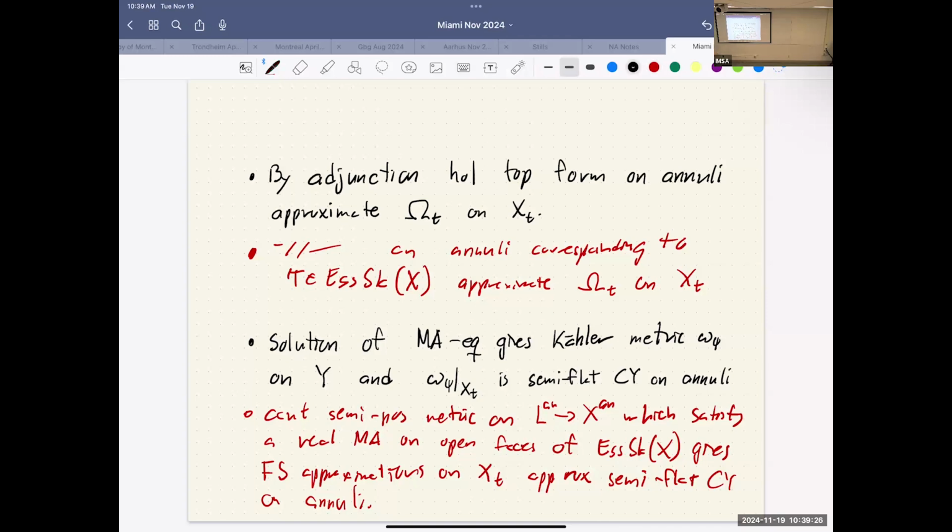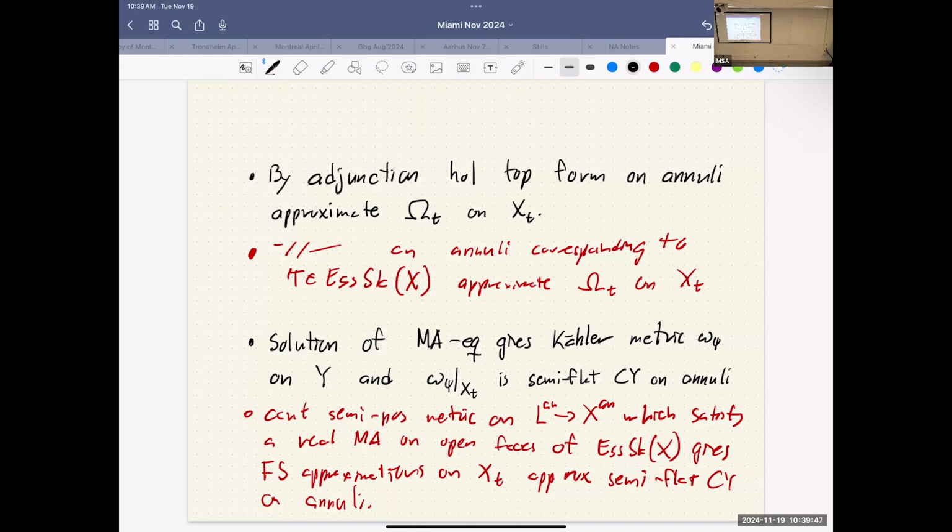So somewhere implicit is probably that you need to go over to a high power of L. Yes, good point. If you have a continuous semi-positive metric, then you can approximate it if you take a high power of L. Yes, this is important.